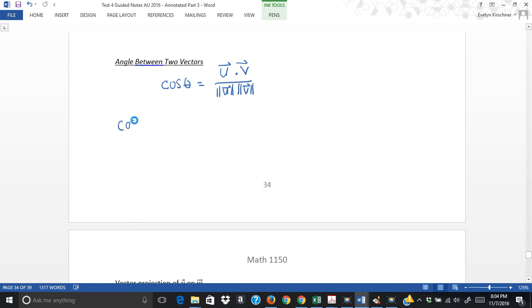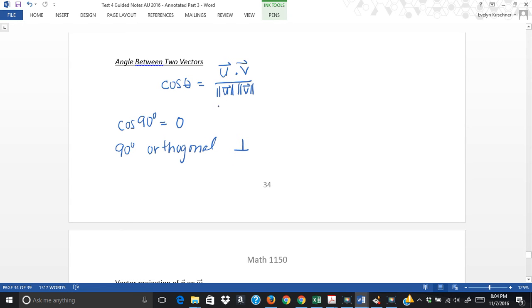What happens when the angle is 90 degrees? What does cosine equal? Well, it equals 0. And when I say two vectors are at 90 degrees, we say that they're orthogonal. We also like to say they're perpendicular, but perpendicular and orthogonal mean the same thing.